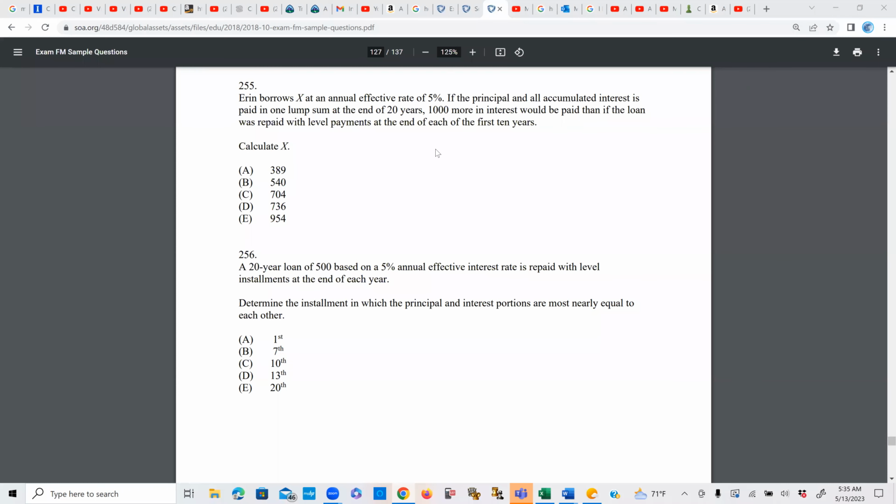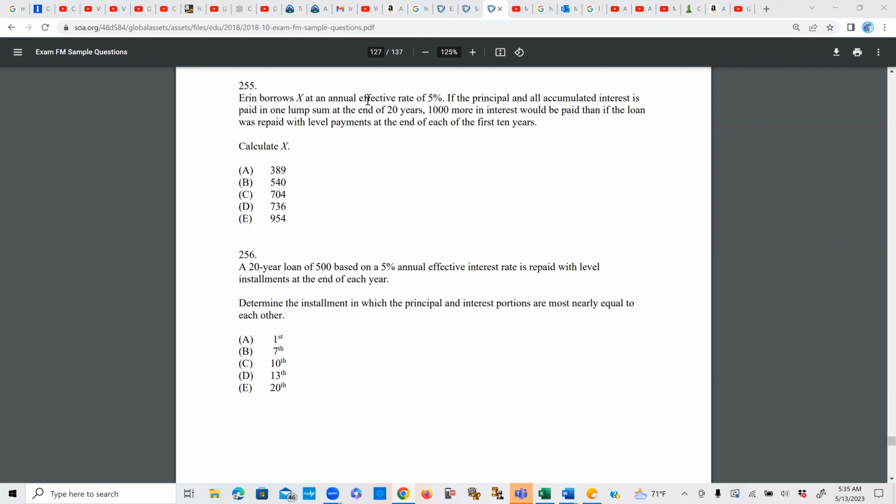A parent borrows X at an annual effective rate of 5%, if the principal and all accumulated interest is paid in one lump sum at the end of 20 years, 1,000 more in interest would be paid than if the loan was repaid with level payments at the end of each of the first 10 years. So we should be calculating the interest paid in each option, and the difference of those two interests is 1,000, and that should help us calculate X.